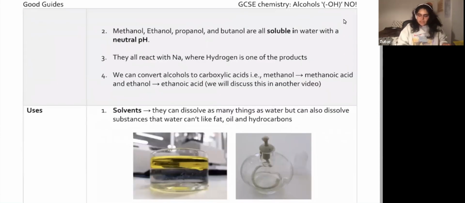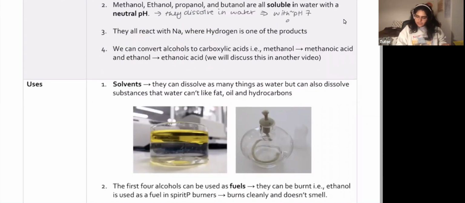So the second property, after being very flammable: we have methanol, ethanol, and propanol, as well as butanol. They are all soluble in water with a neutral pH. That means they dissolve in water, and the solution that they make as a result is neutral. So around pH 7, roughly, approximately.